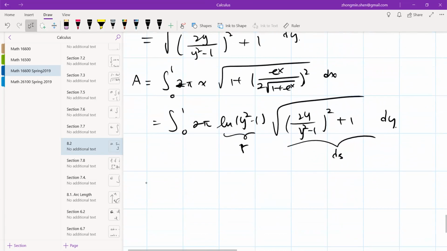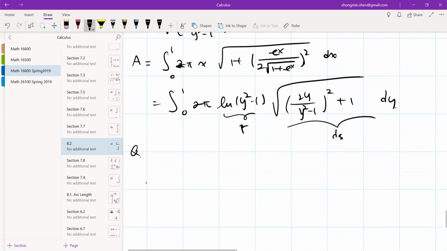Let's find the area of the sphere, right? That's the one we learned in middle school. Do you still remember the area formula for the sphere? It was the radius r. Okay, so let's do this problem. This is the last problem, right?